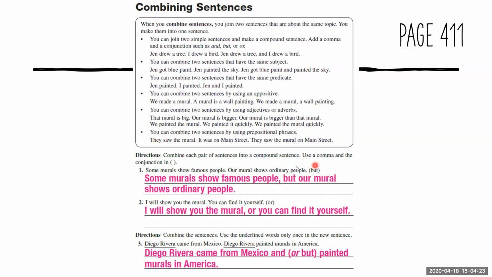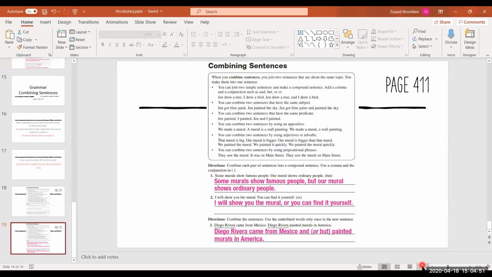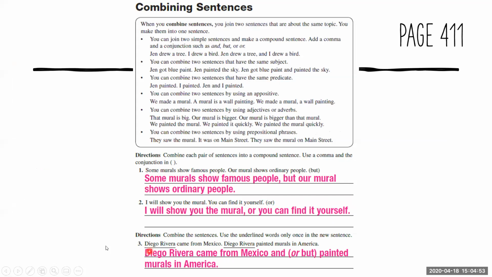On the next page, I'm just going to show you the answers. Notice how they replace the full stop with a comma. They place the conjunction but, lowercase o instead of a capital O because we are not dealing with two separate sentences. We are dealing with a compound sentence. And then the rest of the sentence follows. I will show you the mural, comma, or, lowercase y in the word you. Like I mentioned, not two sentences, one long sentence. And then the rest of the sentence follows.